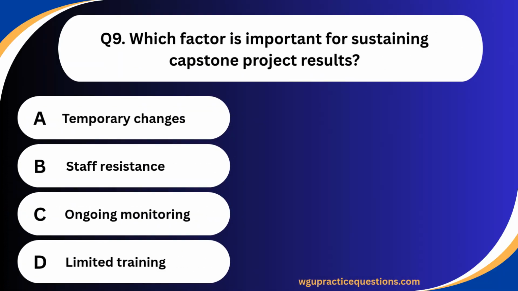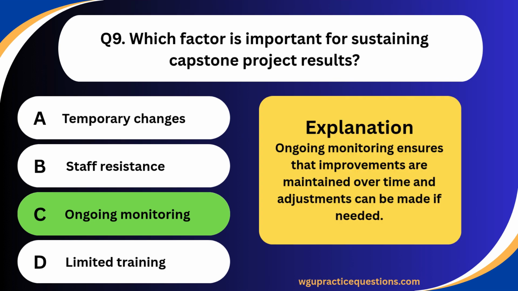The correct answer is C. Ongoing monitoring. Explanation. Ongoing monitoring ensures that improvements are maintained over time and adjustments can be made if needed.